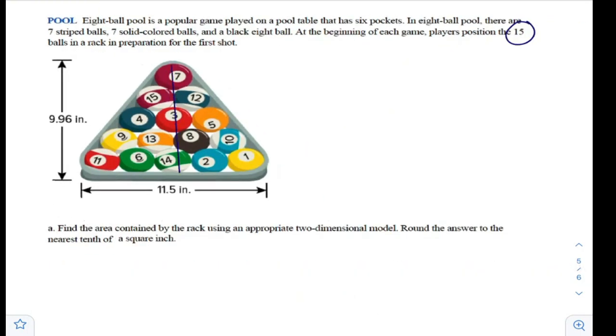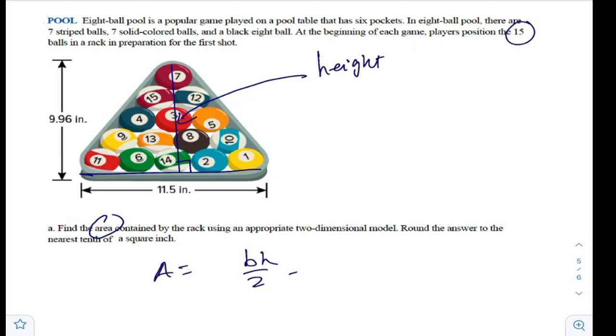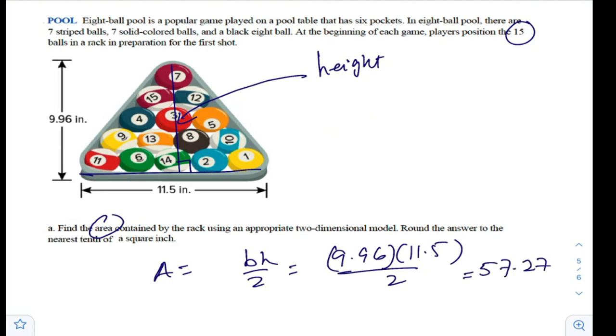Knowing that this is the height, so this is my height, and it is known, it's 9.96. The base, because it's perpendicular to that one, is 11.5. We need the area. So area is half base times height. Just multiply and divide by 2 and you will find the area of this triangle: 9.96 times 11.5, divided by 2, which is 57.27 inches square.